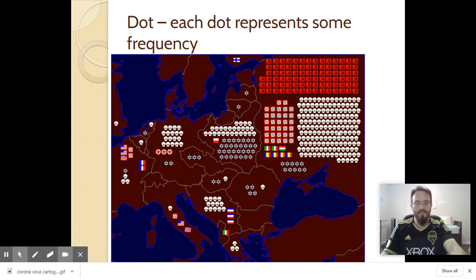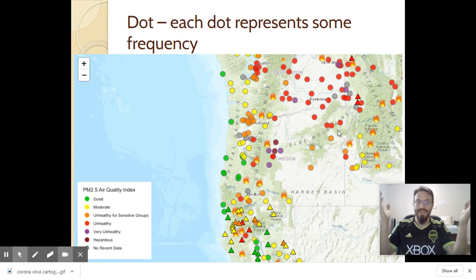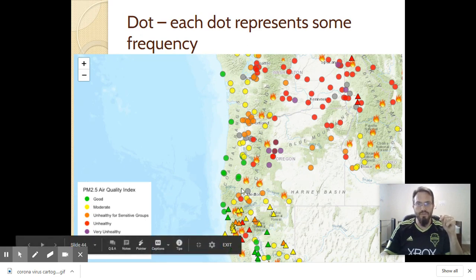So, dot map. Another representation of dot map, and sticking with the theme, we got your fires and your air quality index. Now this one, each dot represents just where we're taking the information from. Where you see the fire symbols, each of those symbols or dots is one fire, and then the different colors of the circles represent the air quality.